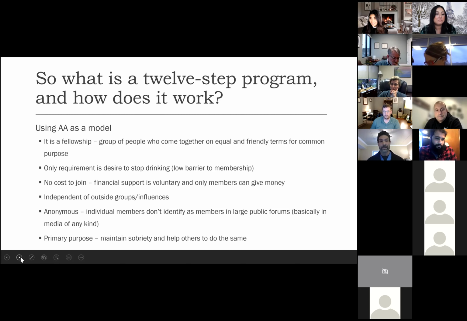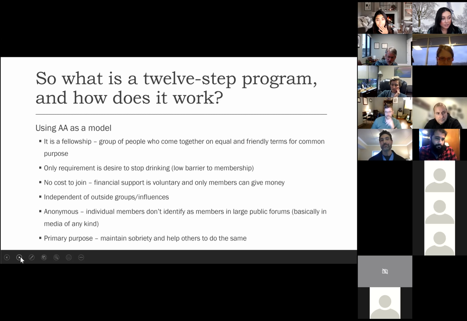12-step programs are designed to be independent from outside groups and outside influences. So there are some aspects to the way they function that help to maintain that independence. They all end in the word anonymous. So anonymity kind of functions in a few different ways. The big idea when it was conceived was that they didn't want individual members to identify in a large public forum that they were members of a particular 12-step program, and that at that time it was Alcoholics Anonymous.